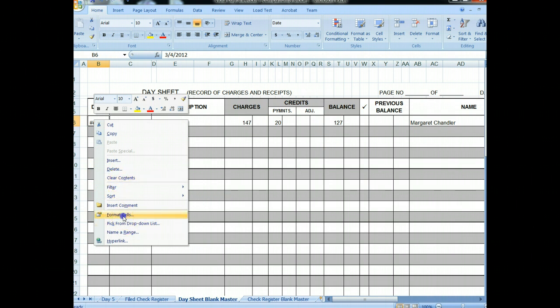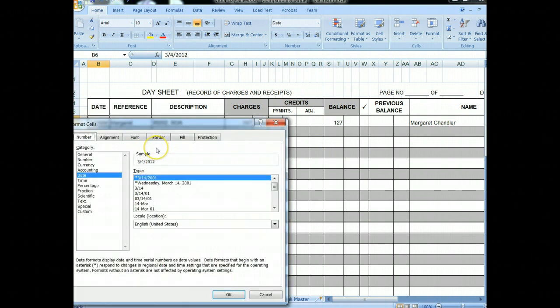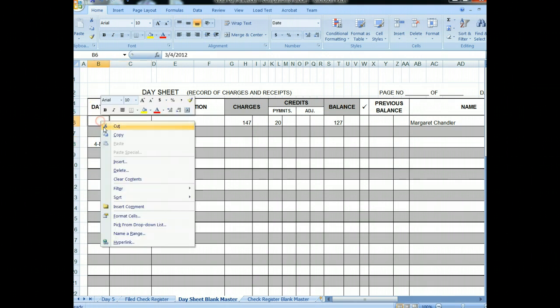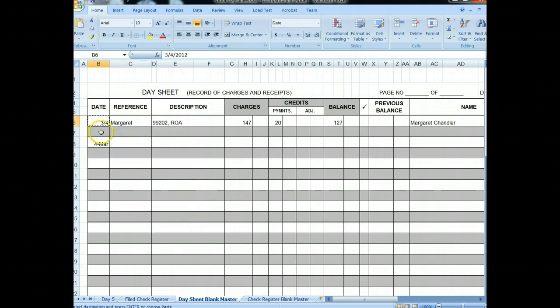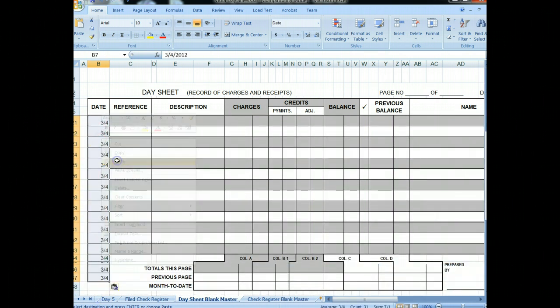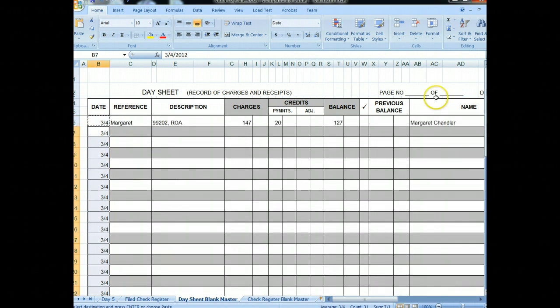Well, I tried formatting, and I think the cell's not large enough. Yeah, that did it. Okay. Okay, so 3-4. I should have just paste formula. Anyway, just ignore me, everyone. That's fine.